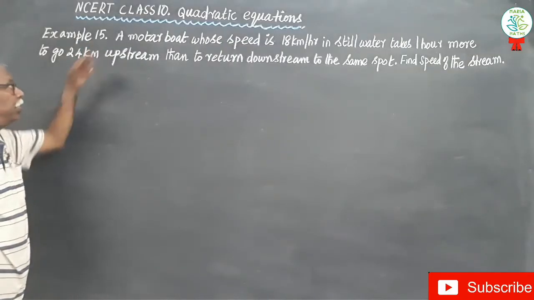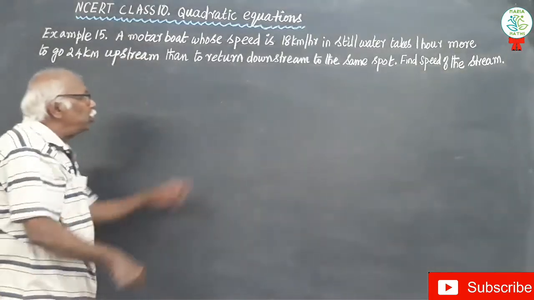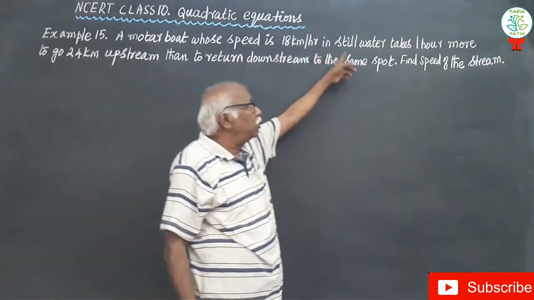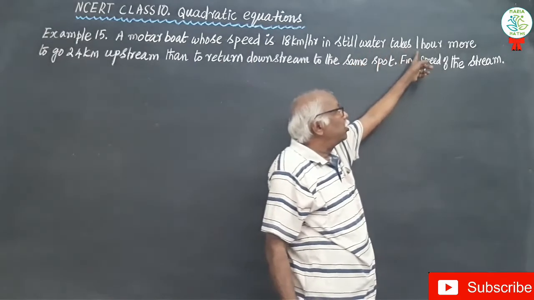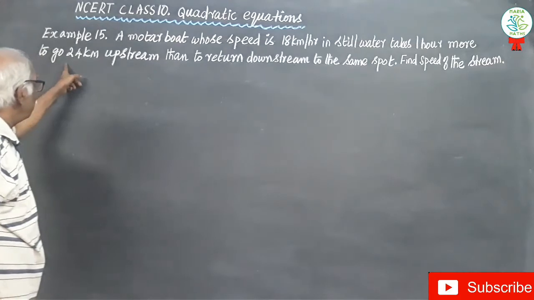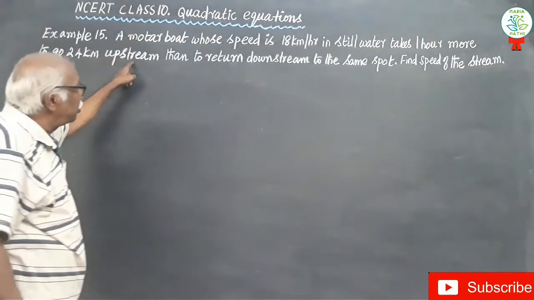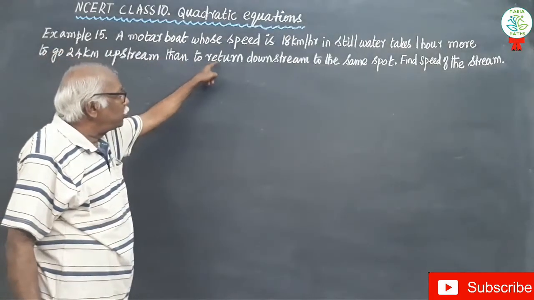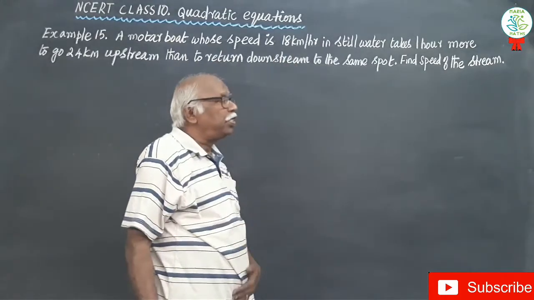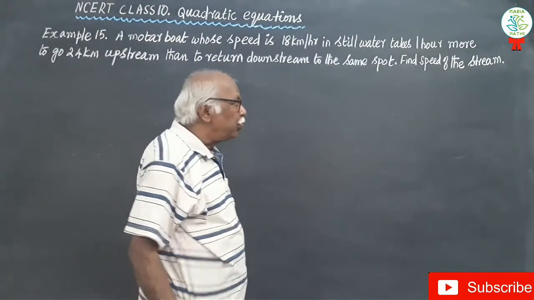Example 15. A motorboat whose speed is 18 km per hour in still water takes 1 hour more to go 24 km upstream than to return downstream at the same spot. Find the speed of the stream.